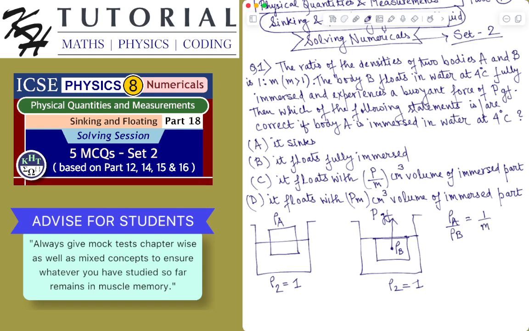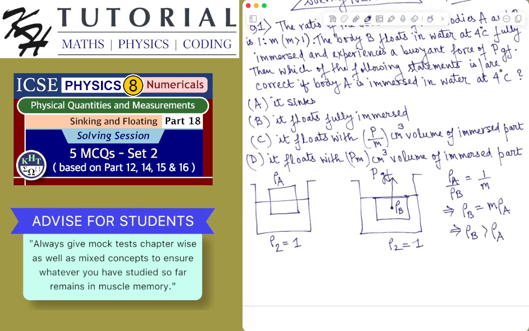Now, it is given that m is greater than 1. So this implies rho B is m into rho A. Since m is greater than 1, we can clearly see that rho B will be greater than rho A. Okay, so B is the denser, as the density of B is greater than the density of A.